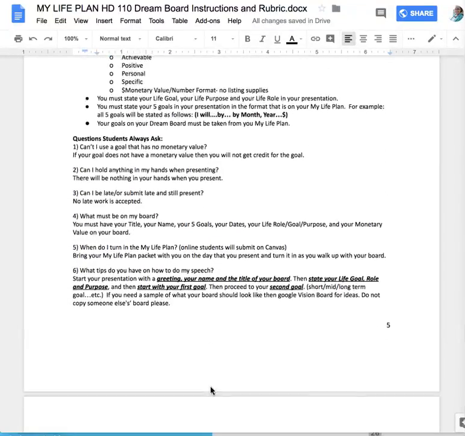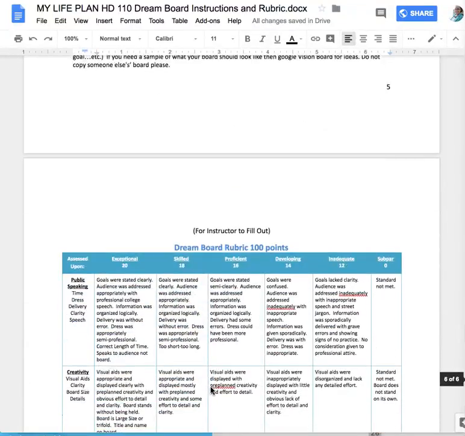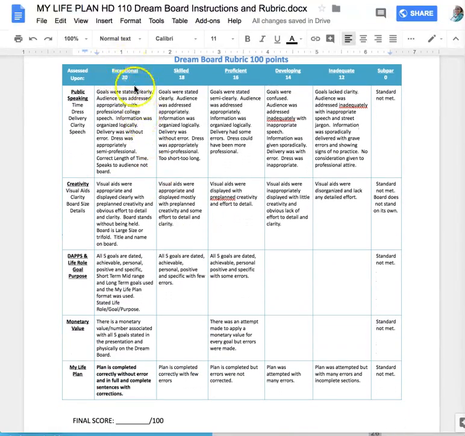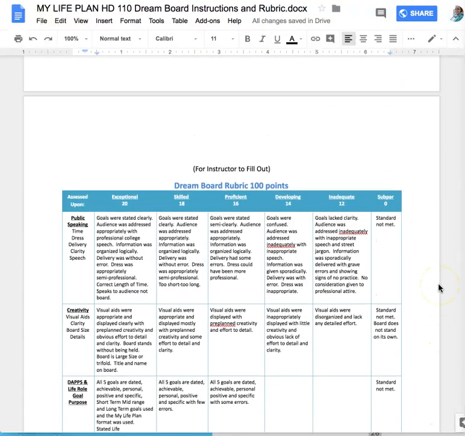Let's go to page 6 here. This is the rubric. Now page 6 shows the exceptional column here for 20 points each, and you can simply read through the exceptional column in order to ensure that you understand how I will be grading you throughout your presentation. So let's now scroll up to the top.